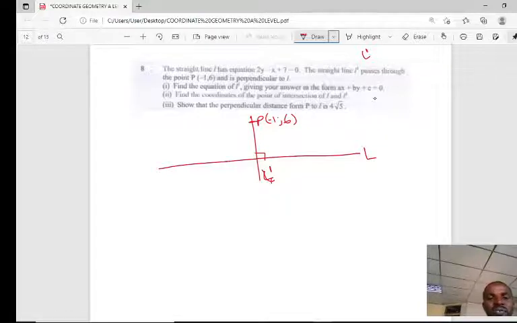Given the equation of L, find the equation of L1, giving your answer in that form. Are these lines perpendicular? Yes, L1 is perpendicular to L, so we just need the gradient of the line. We use point P already because it passes through that point. To find the equation of a straight line, what we need is a gradient and a point. So let's find the gradient of L.